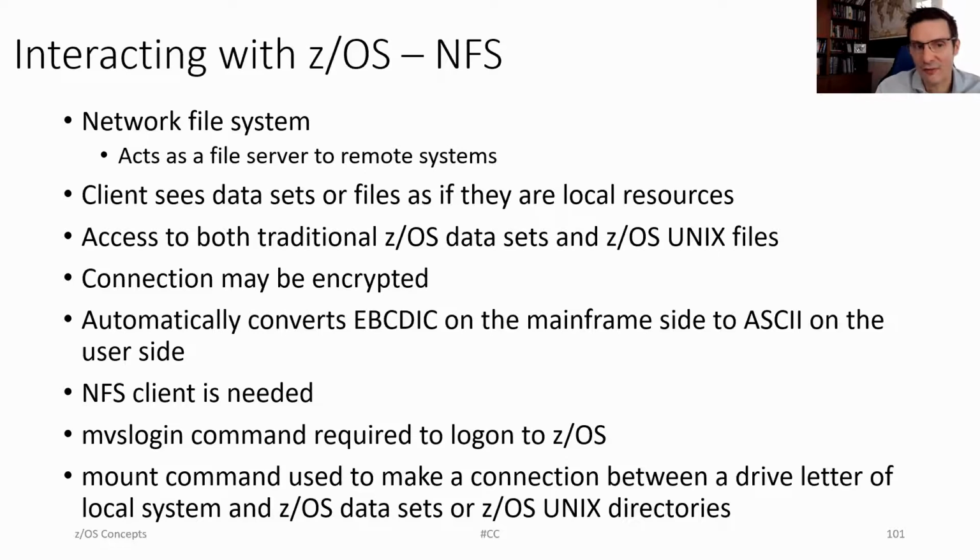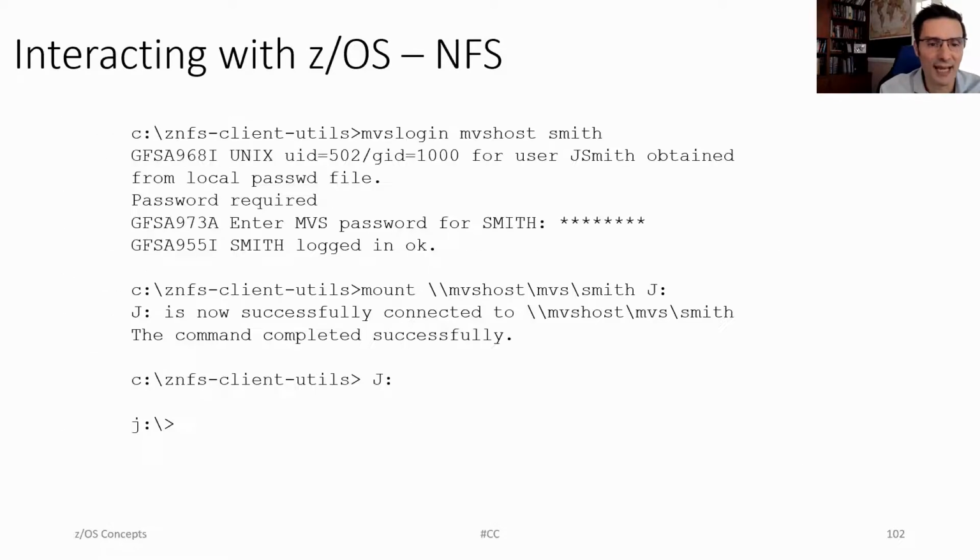I can also use NFS, the network file system, and now the client can see those data sets or files as if they're local resources, when really they're not. I need an NFS client in order to do that. But if I do that, I can log in and assign, for example, in this case, the J drive. I want to mount the J drive to be an actual traditional data set that's on my system.